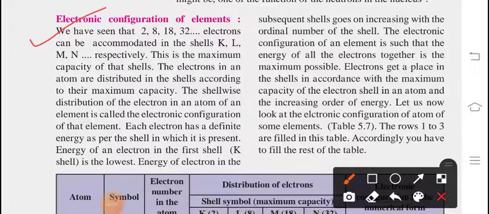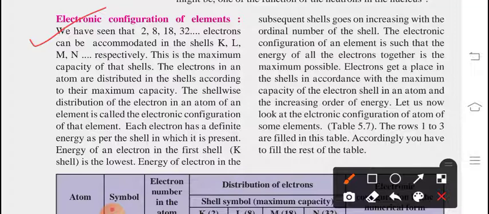Electronic configuration of elements. As we have seen in the last lecture, with the formula 2n square we found in the orbital structure the number of electrons: 2, 8, 18, 32 and so on. So all those concepts we are going to continue with this topic. Please listen carefully and observe in your textbook which I am reading.